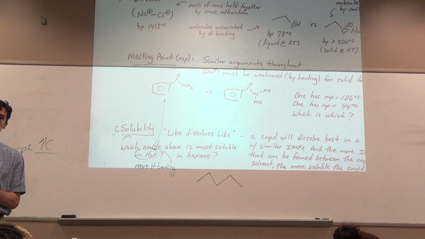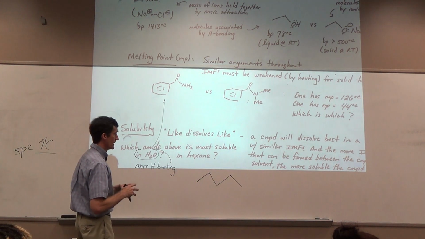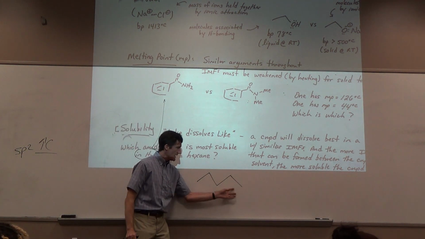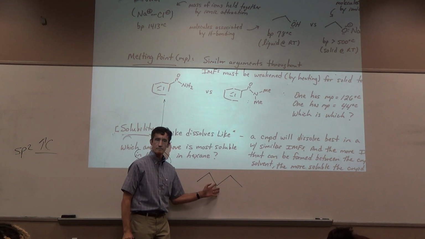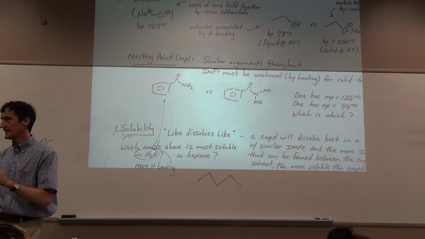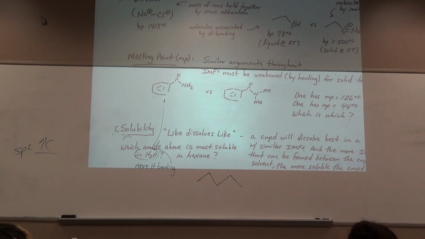That's kind of what "like dissolves like" means. Now, the opposite: all hexane has is van der Waals. It's not going to like a compound that's highly polar and has lots of hydrogen bonding potential and lots of polarity. That's a different type of IMF. When we say like dissolves like, okay, question.